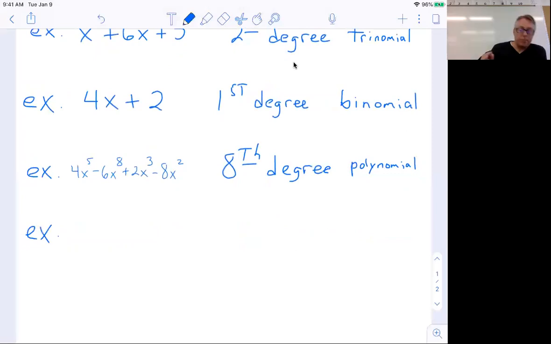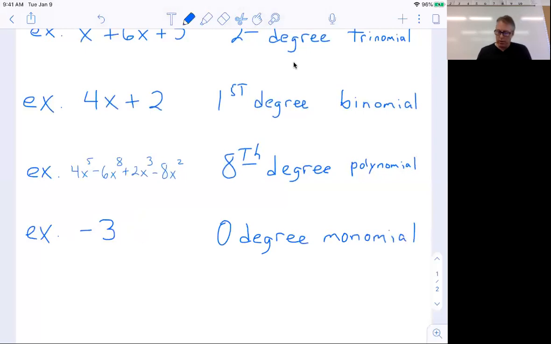All right, one other example, just to point it out. Any number. If I said -3, that actually is considered a polynomial. It is a 0 degree because that's like -3 times x to the 0. But of course, we don't write the x to the 0. So that's a 0 degree monomial. Mono meaning one. A monomial only has one term.